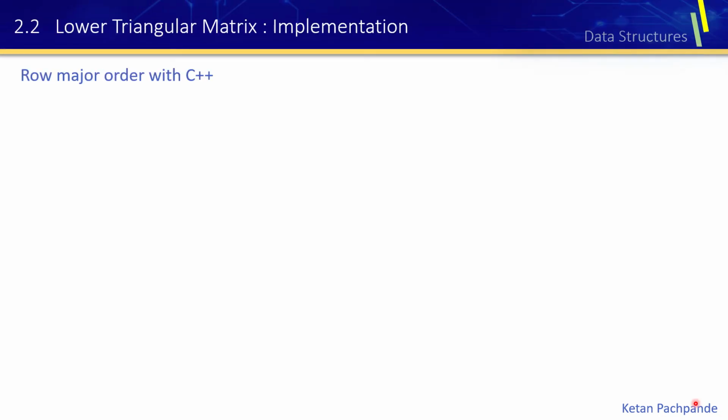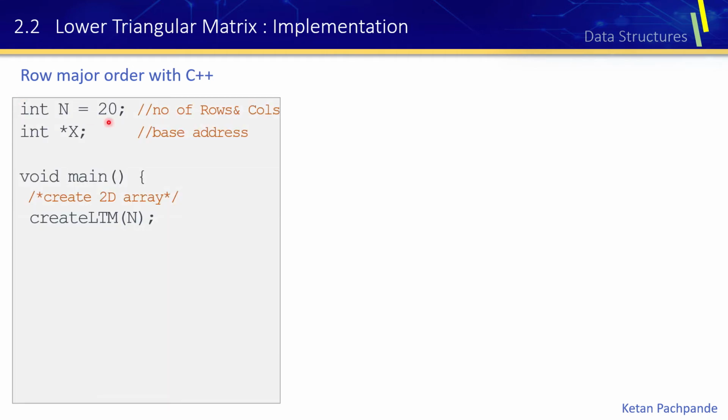Let's look at the implementation of this lower triangular matrix with the first method, that is row major order. So let me assume that n is equal to 20 as a programmer. You can take this as an input from the user also. I'm just hard coding some value here. And I declare an integer pointer which will store the base address of the one dimensional array, that is, the first element in the one dimensional array.